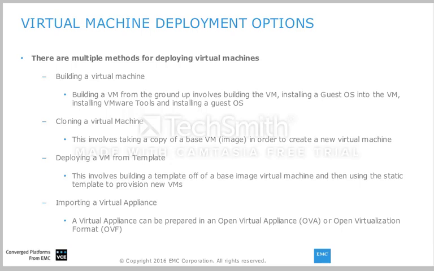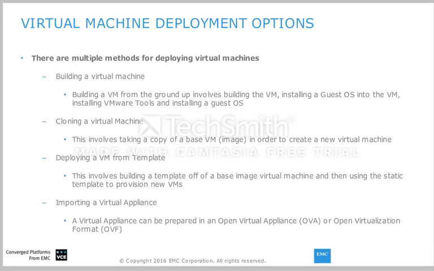Cloning a VM. Cloning VMs involves taking a copy of a base VM, an image, in order to create a new virtual machine. At a very basic level, cloning takes a copy of the configuration and the storage files for a virtual machine and uses the copy as the basis for a new virtual machine.